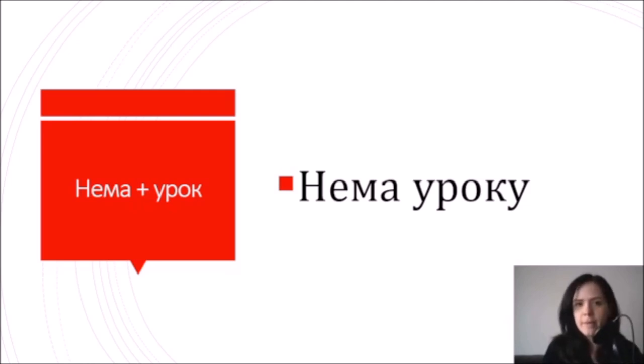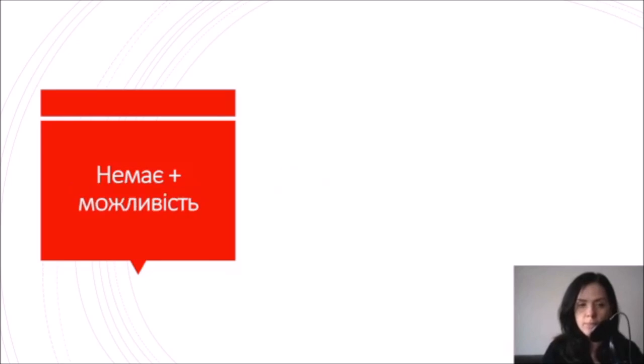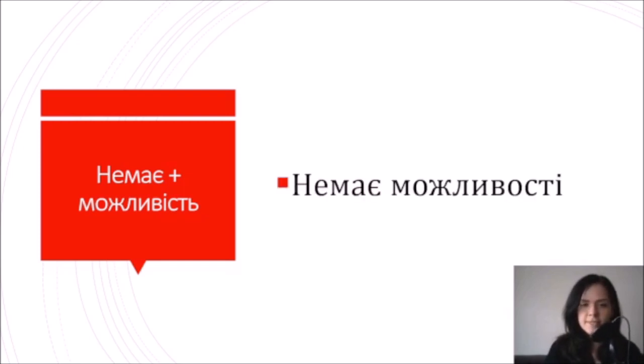For instance, сьогодні в мене нема уроку. Today I don't have a lesson. You can say нема or you can say немає. Okay, these are two versions of the same word. Like in this particular example, немає and можливість. Можливість means possibility or opportunity. Okay, so to say there is no opportunity or there is no possibility, we will say: немає можливості. Можливість nominative, genitive можливості. Немає можливості. I don't have such an opportunity. У мене немає такої можливості.